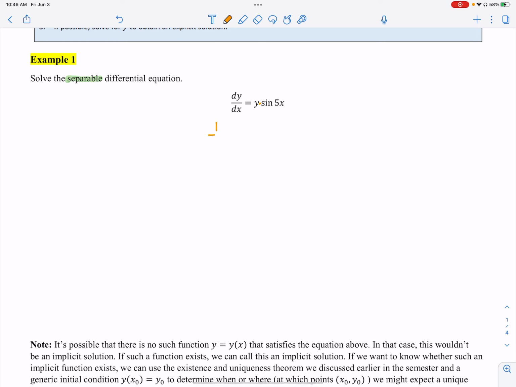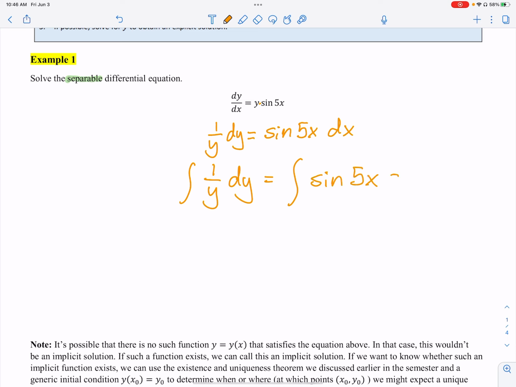So I'm going to divide both sides by y. I'm also going to multiply both sides by dx. So notice, that's what I get: multiplying both sides by dx and dividing both sides by y. All right. We are going to take the integral of both sides now. I write out my integrals there, and now I go ahead and take my integral.